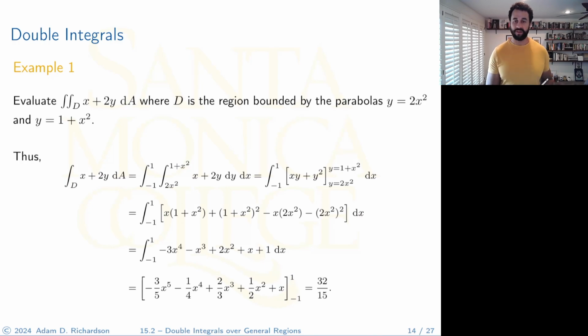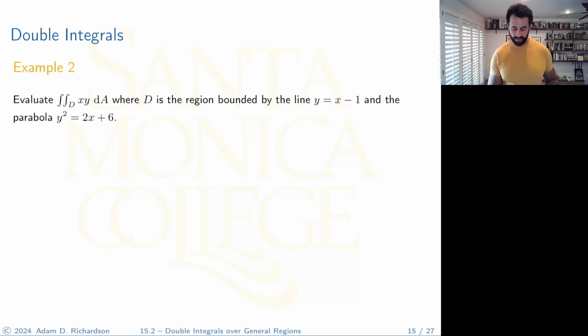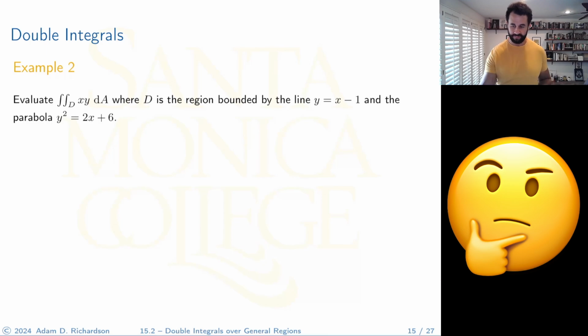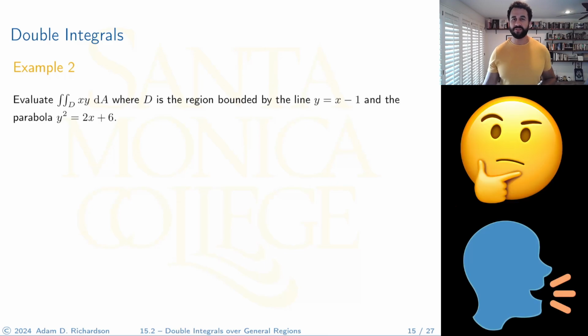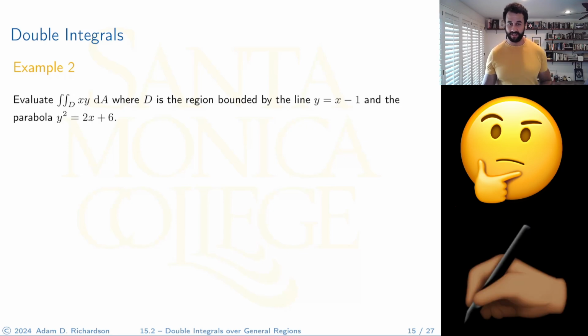All right, let's try another one. So now I want you to try to evaluate this integral over the region D, where D is the region bounded by the line y equals x minus 1, and the parabola y squared equals 2x plus 6. So I do want you to try this one on your own before I do it. So think about it for a minute. Right? And now, what do you think you're going to do first? Say something out loud about what you could do to get started. Okay, now work it out on your own, and we will do it together in just a moment.